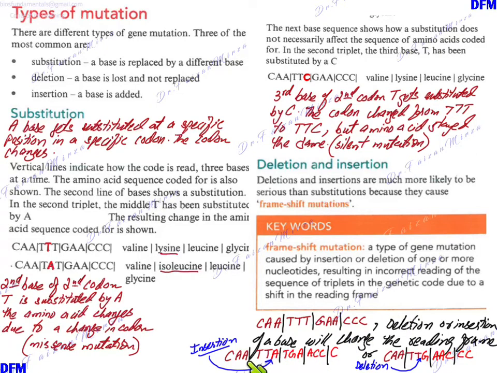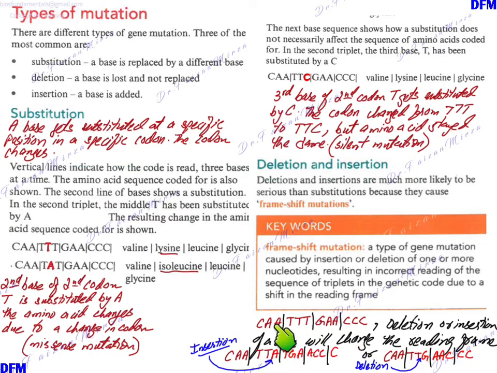We know that with insertion there is an additional base in the existing sequence. So frame shift occurs. Frame shift means that the reading frame changes altogether in the region where the insertion occurred, and the region which was before that insertion stays unaffected. The same goes for deletion.